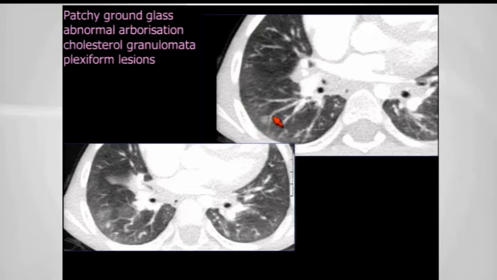You get these little patchy ground glass nodules. You get very abnormal arborization. You can see the branching of this pulmonary vessel. You never see 90-degree branching in a normal pulmonary artery. So you see abnormal arborization. And these little ground glass nodules are cholesterol granulomas and hemorrhage.